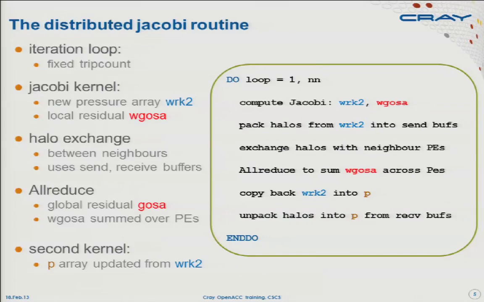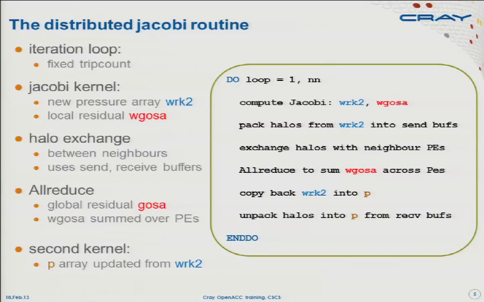So the difference is when you look at the iteration loop that we saw before in the Jacobi routine, there's the loop over iterations. Obviously, that's a serial loop. It's an iterative process. Then there was a stencil that was taking the data array and calculating the new array from that, a temporary array, and it was also calculating a residual. The local residual here, for whatever reason in the code, is called WGOSA. And then later on, you're going to copy that back into the original data array.